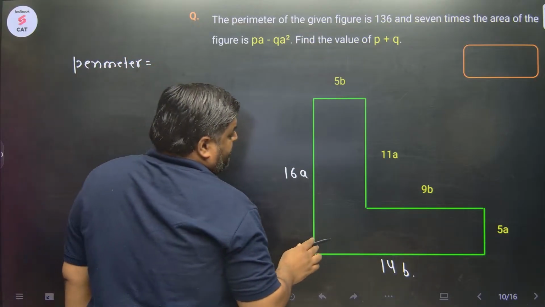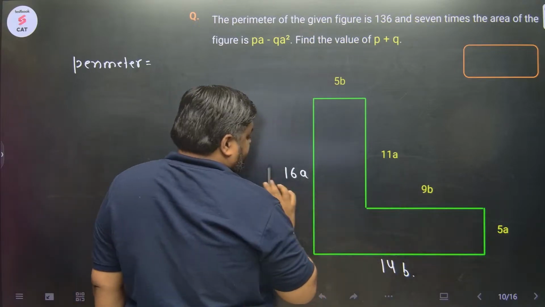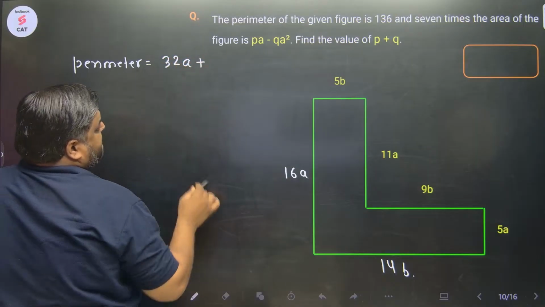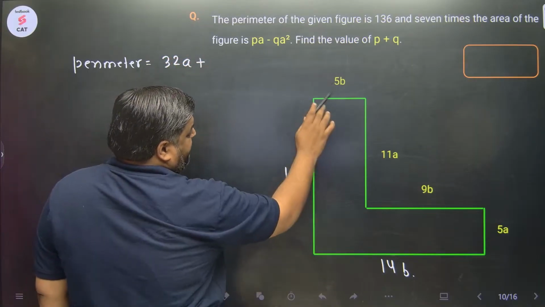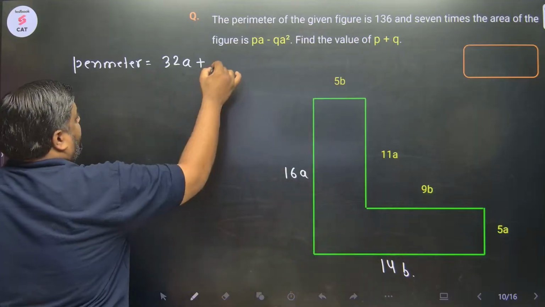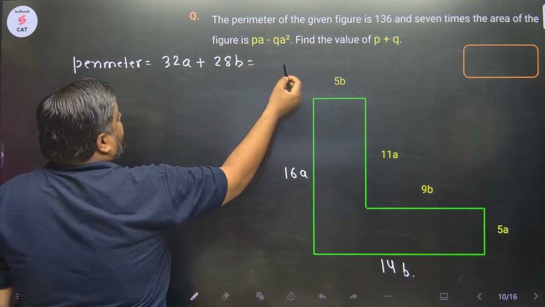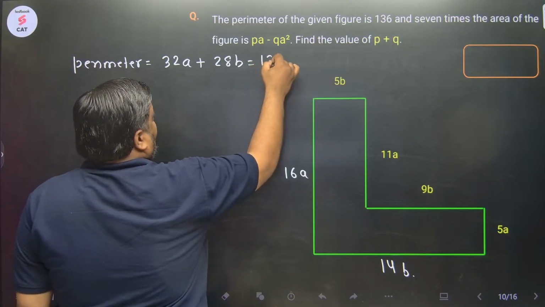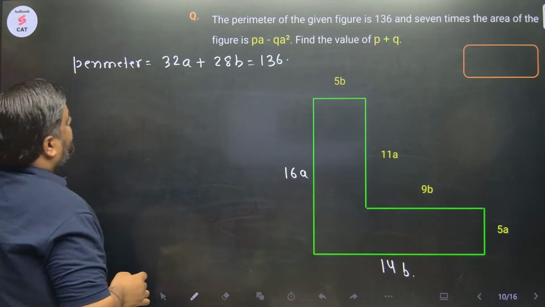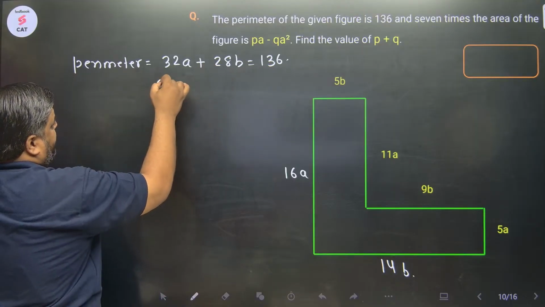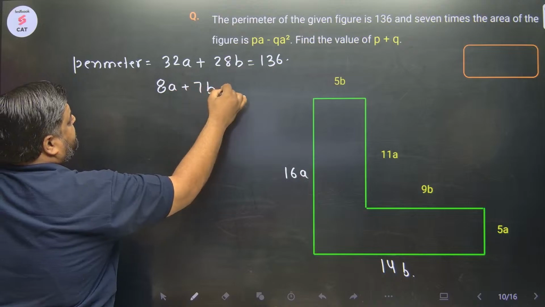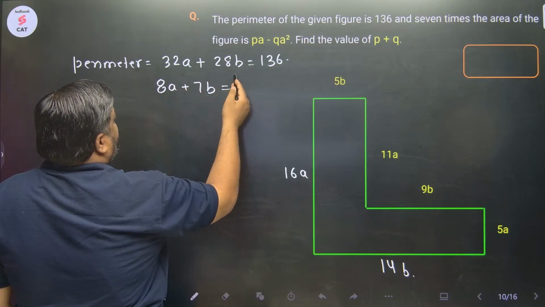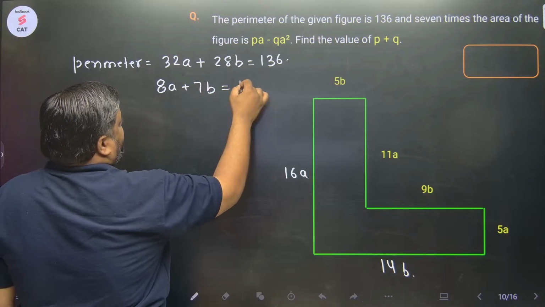add all of them. So 11a plus 5a 16a, 16 plus 16 is 32a, plus 5b, 9b, 14b, 14b plus 14b, 28b, and this is equal to what? 136. It gets cancelled out by 4. So 8a plus 7 times b is how much? So this is 7 4 से गया 34, is it? Yes sir.